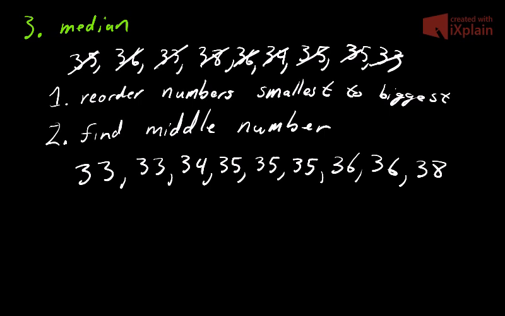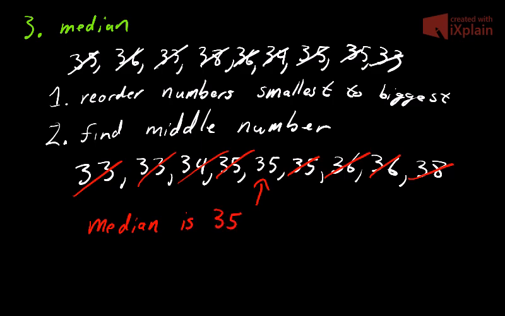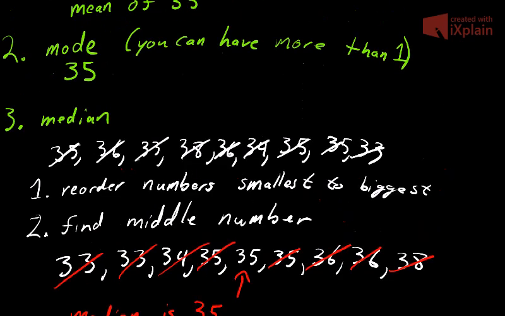Now what we have to do is find the middle number. And the way we do that, we just cross out numbers from the outside until we get to the middle. And our middle number is going to be the 35 right there. So our median is 35. And if we look, there's a bit of a pattern here.